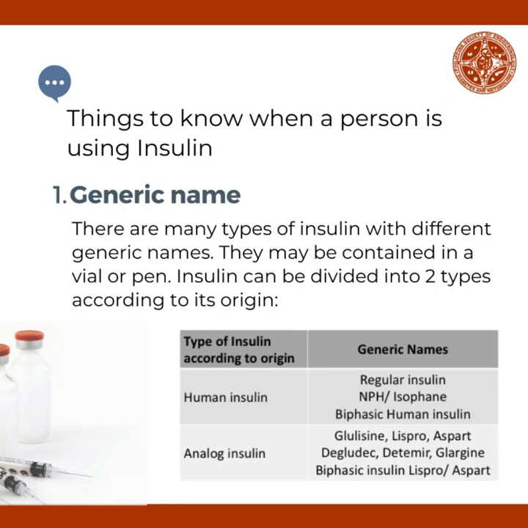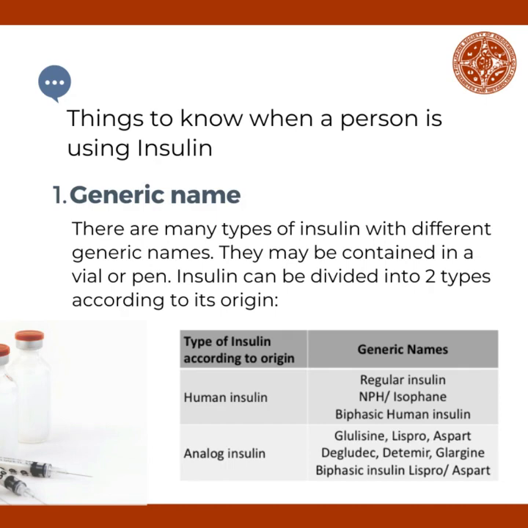First is the generic name. There are many types of insulin with different generic names. They may be contained in a vial or a pen. Insulin can be divided into 2 types according to its origin. First is the human insulin, and next is the analog insulin. For human insulins, the generic names are regular insulin, NPH or Isophane, and biphasic human insulin.